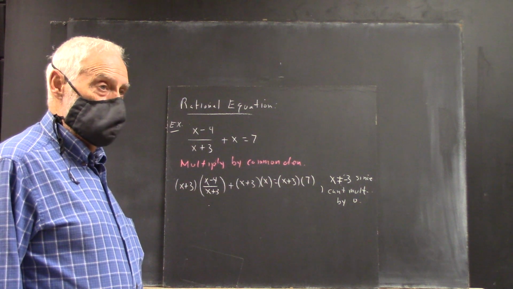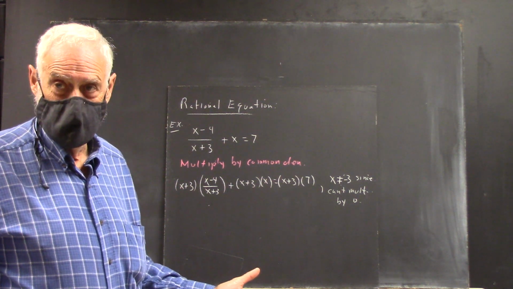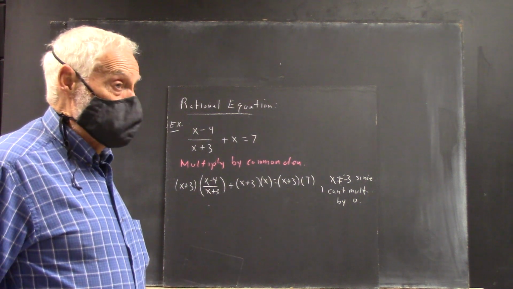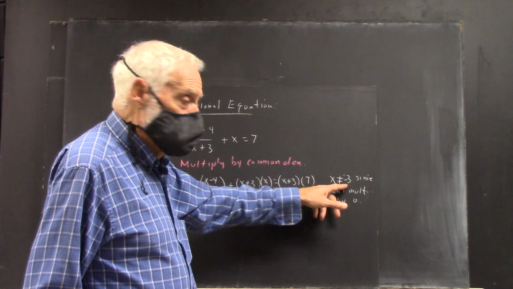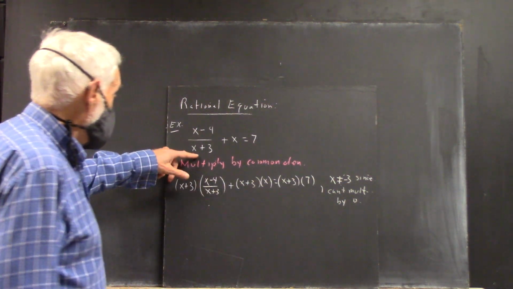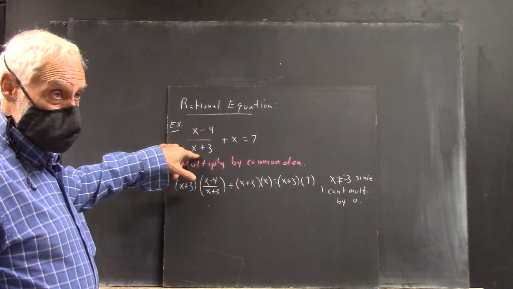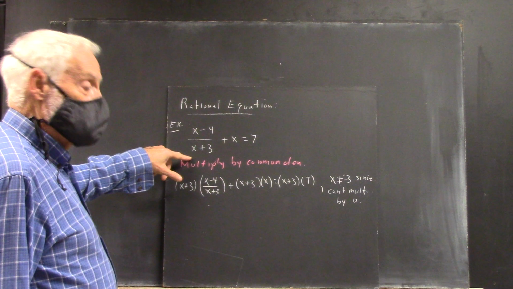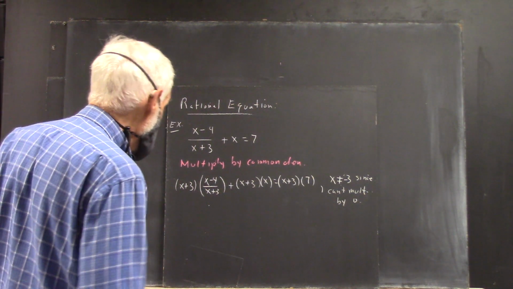Well, you certainly can. You're going to get 0 equals 0 and lose all your information. You're not going to get a solution, okay? We're just saying that x equals negative 3 can't be a solution because this denominator is 0 if x equals negative 3, and this division then isn't defined.